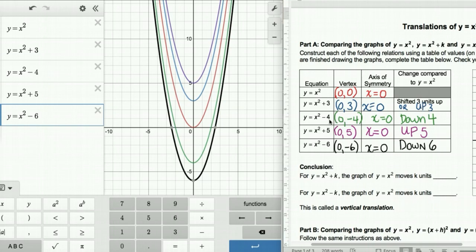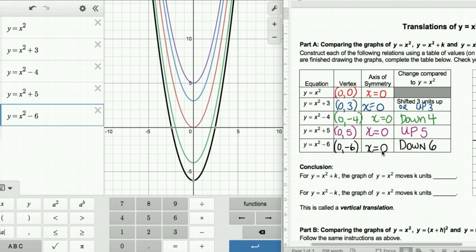It was -4 in this equation here, so it went down 4. So hopefully you predicted that this +5 would have made it move up 5, and -6 would have made it move down 6. The axis of symmetry is still in the same spot, so this graph did not move left to right. It was just moving up and down. The vertex was changing, but we've noticed that the x value of the vertex was still 0.